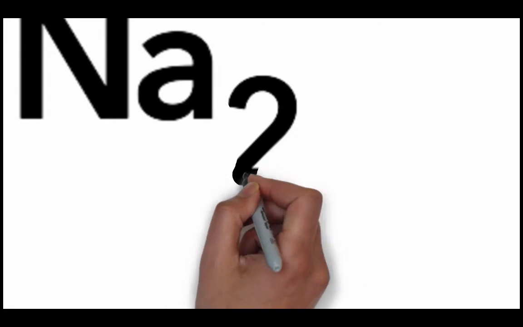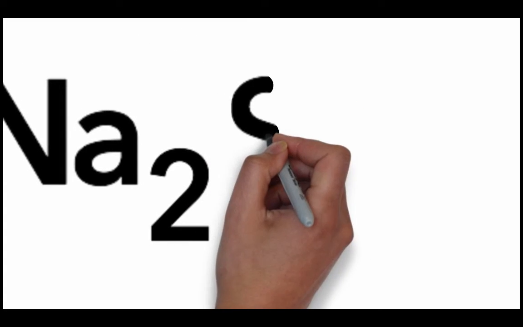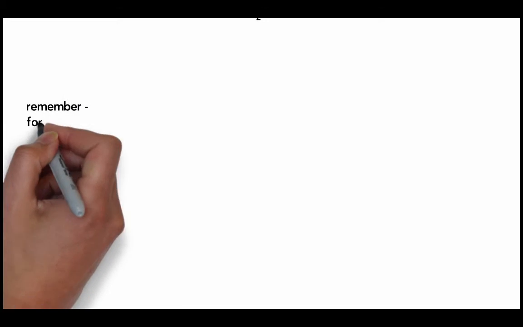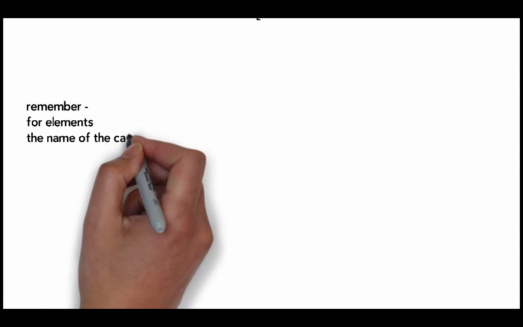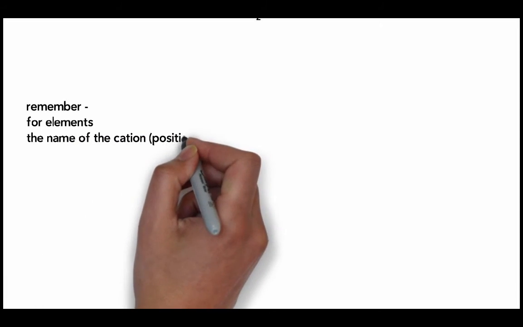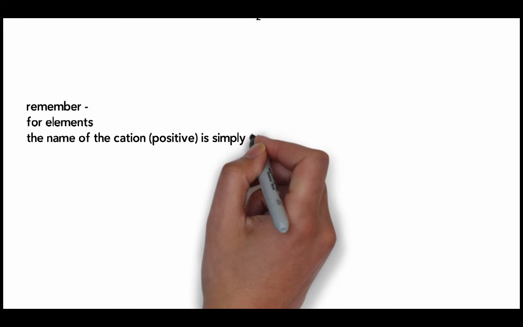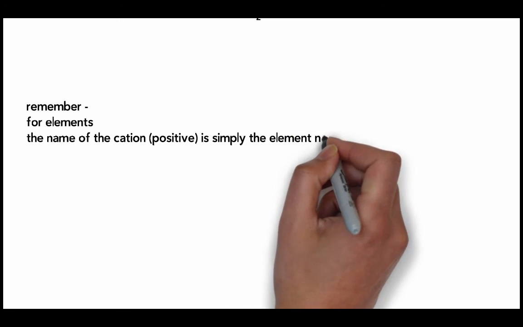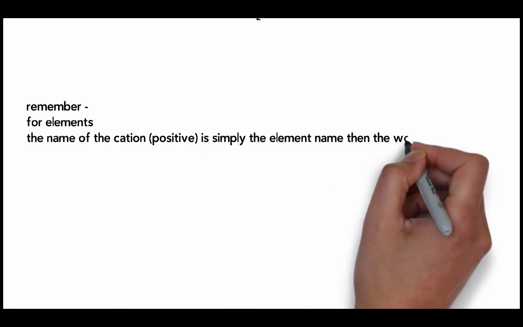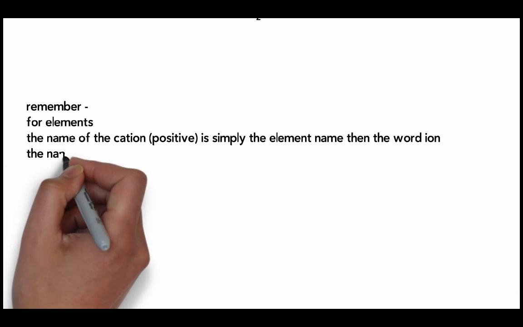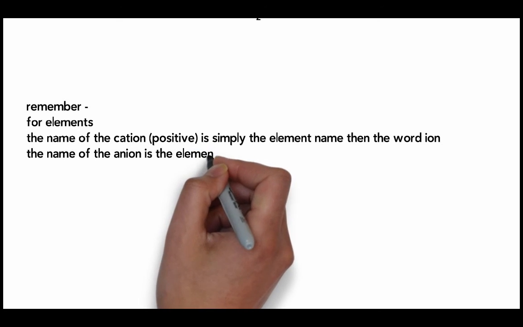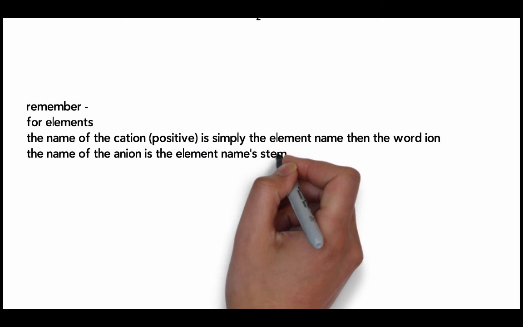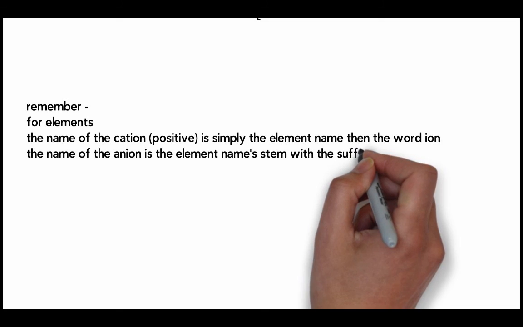Remember, for elements, the name of the cation, the positive, is simply the name of that element. If you have it by itself, you'll write the name of the element and the word ion. The name of the anion is the element's name stem, followed by the ending IDE. Then you would write the word ion. I hope that's helpful.